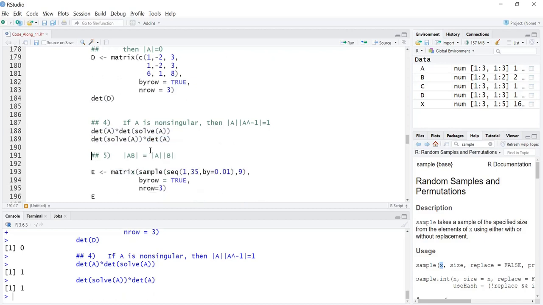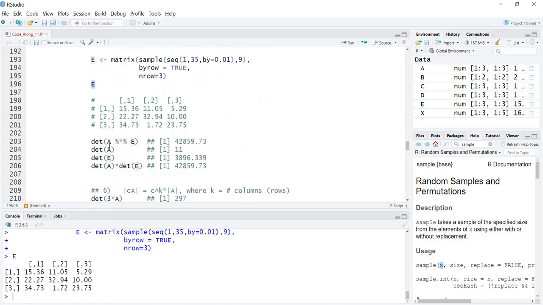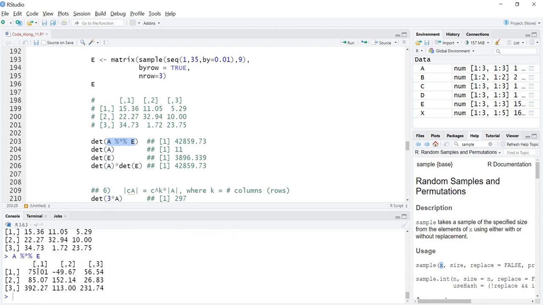Okay? Also, the determinant of A times B, if that exists, is the determinant of A times the determinant of B. So here's a matrix E. They both have to be square matrices of the same dimension. So E, I'm making it a 3 by 3. So here's this 3 by 3 matrix here. And so I'm going to take the A times E. So here's A times E, a 3 by 3 matrix.